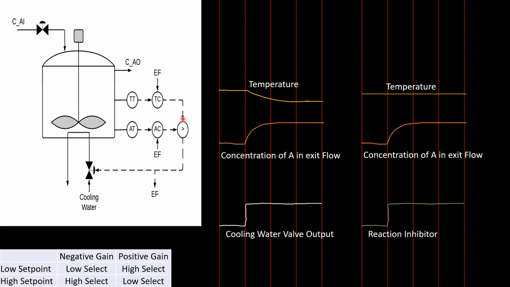We also have a disturbance variable of reaction inhibitor, which inhibits the reaction within the process, and if we add more, it's not going to change temperature. However, it will increase the concentration of A in the exit flow. We also know if we increase our cooling water going into the reactor, we're going to decrease the amount of reaction occurring within the reactor because the temperature decreases. Therefore, the concentration of A in the exit flow would also increase.